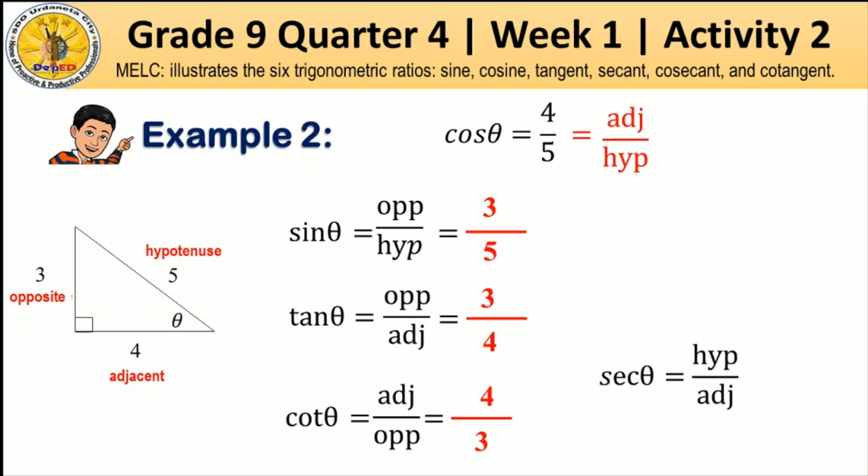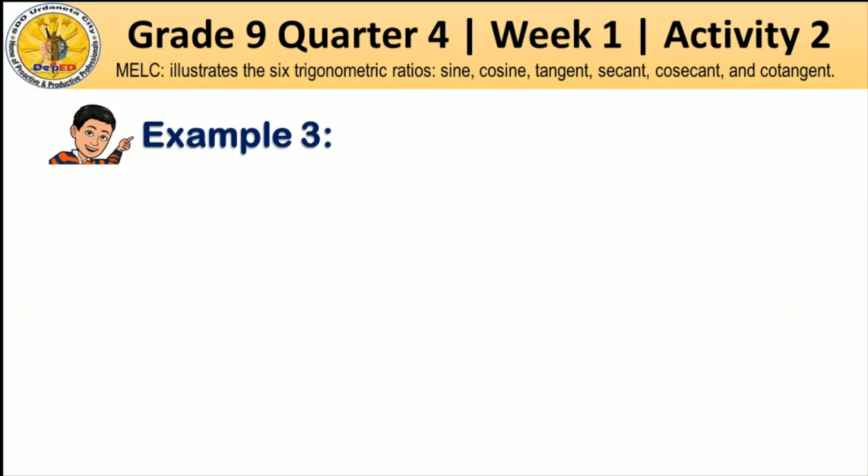Secant theta is hypotenuse over adjacent, or that is 5 over 4. And cosecant theta is hypotenuse over opposite, and that is 5 over 3. Next example. Tangent theta is equal to 9 over 40. We know that tangent theta is also equal to opposite over adjacent.